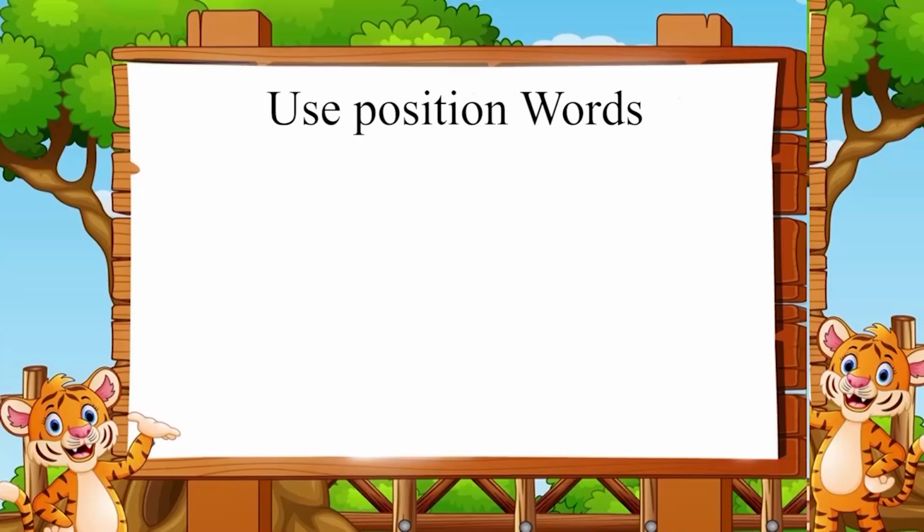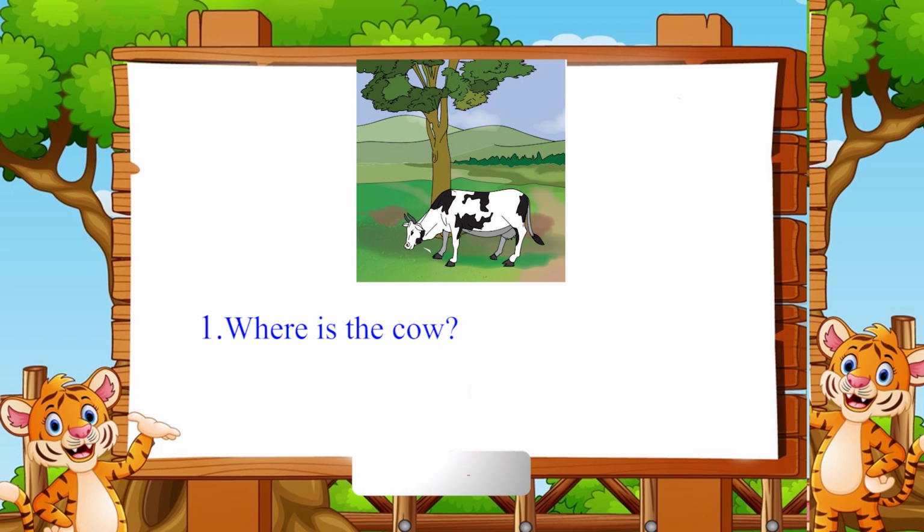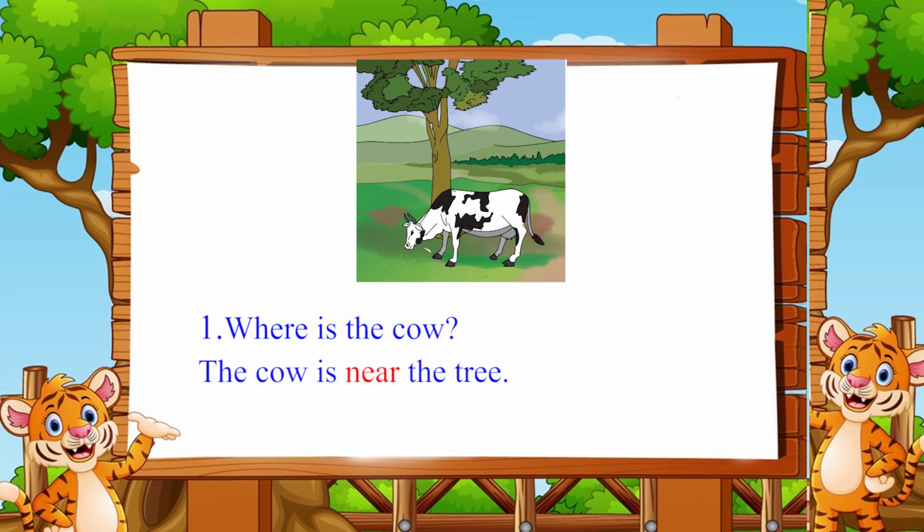Let me ask you the position of the animals and objects. Use the position words near, under, on, and between. Where is the cow? The cow is near the tree. You are correct.